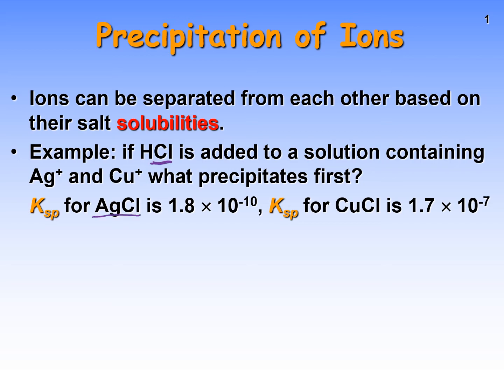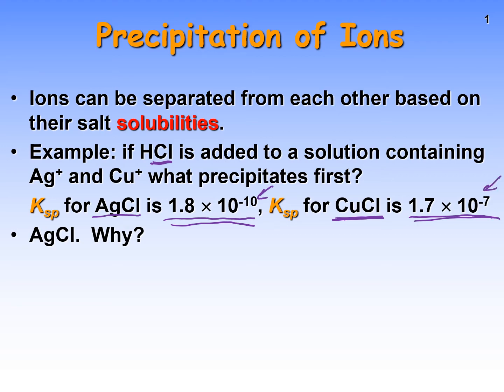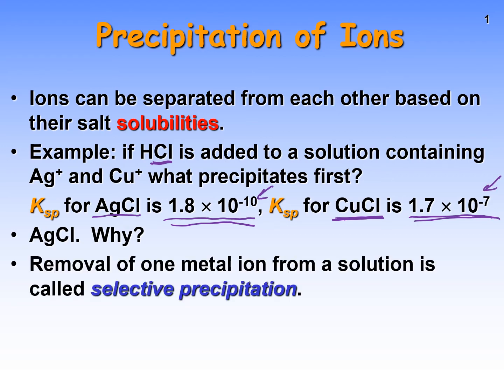Silver chloride has a KSP of 1.8 times 10 to the negative 10, while copper chloride, copper 1 chloride, has a KSP of 10 to the negative 7. Because this value here for copper is so much larger by almost a factor of 1,000, then AgCl's value, the AgCl is definitely going to precipitate out first. And I can probably get rid of most of the Ag plus before I start losing too much copper in the system. So again, why does AgCl precipitate out first? Well, it's because of this really small KSP in comparison to the KSP for copper 1 chloride. So this is known as selective precipitation.